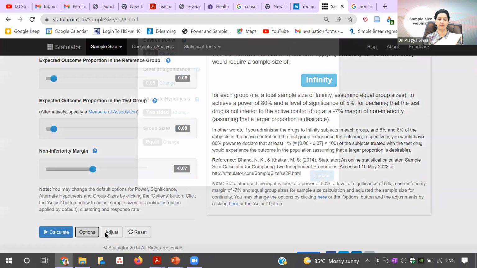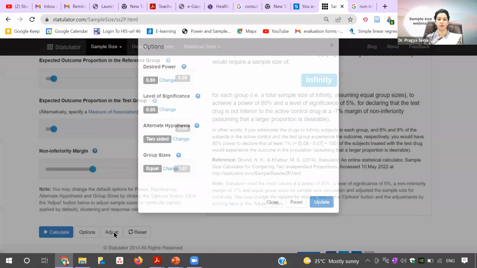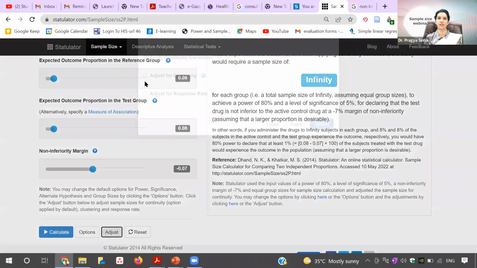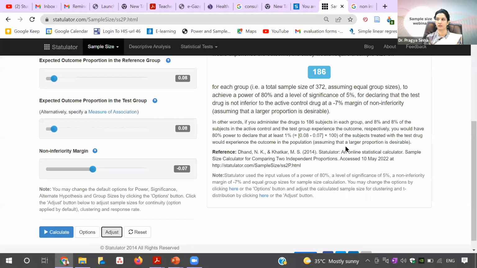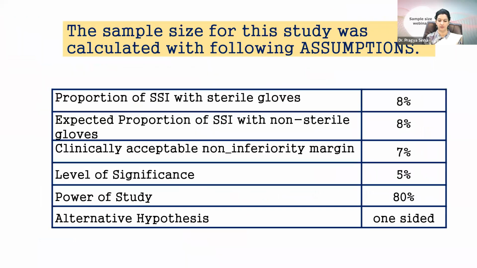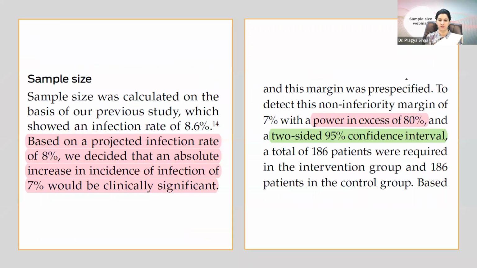In the options, in the adjustment, you have to go and uncheck this continuity correction and then update it. Then this will come to 186. So you will see here what the sample size is. Yes, you can see it is 186. Can you see? They also have the same sample size, 186 patients in both groups, in the control group and in the intervention group.